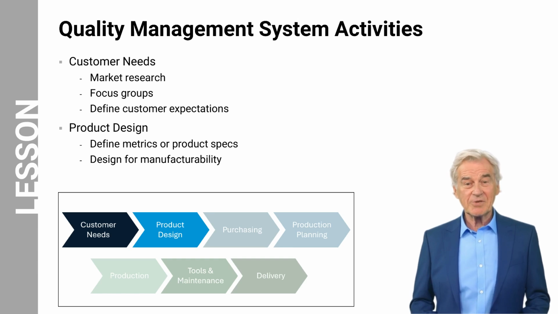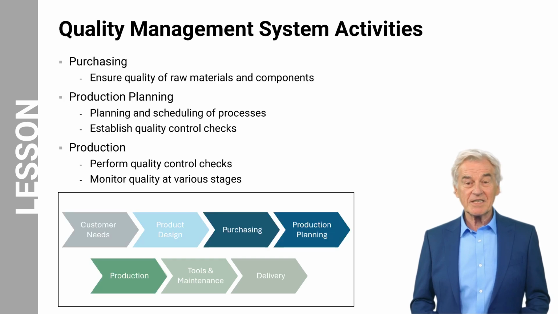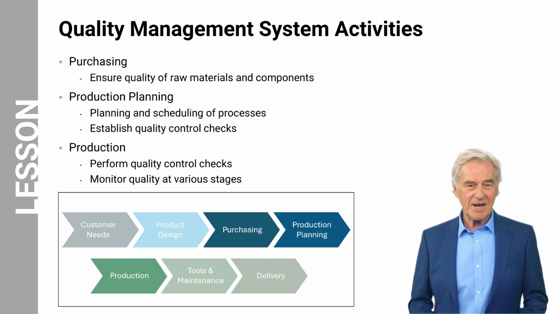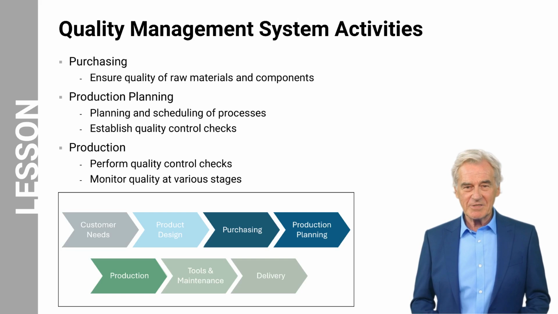Product design engineers must create metrics or product specifications while keeping in mind effective resource use and customer experience. The purchasing department must ensure that suppliers meet the quality requirements for the materials they provide, both raw materials and others. Quality should be considered during production planning and scheduling to ensure that manufacturing processes do not exceed their limits, thereby reducing quality. During production, quality control checks need to be performed at various stages to maintain quality and detect and correct deviations from it.